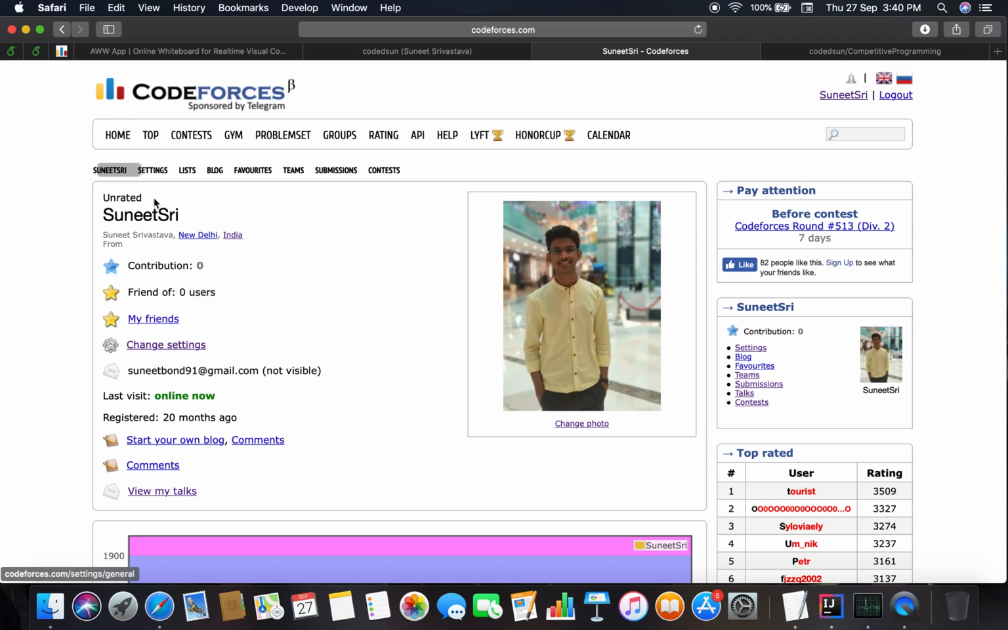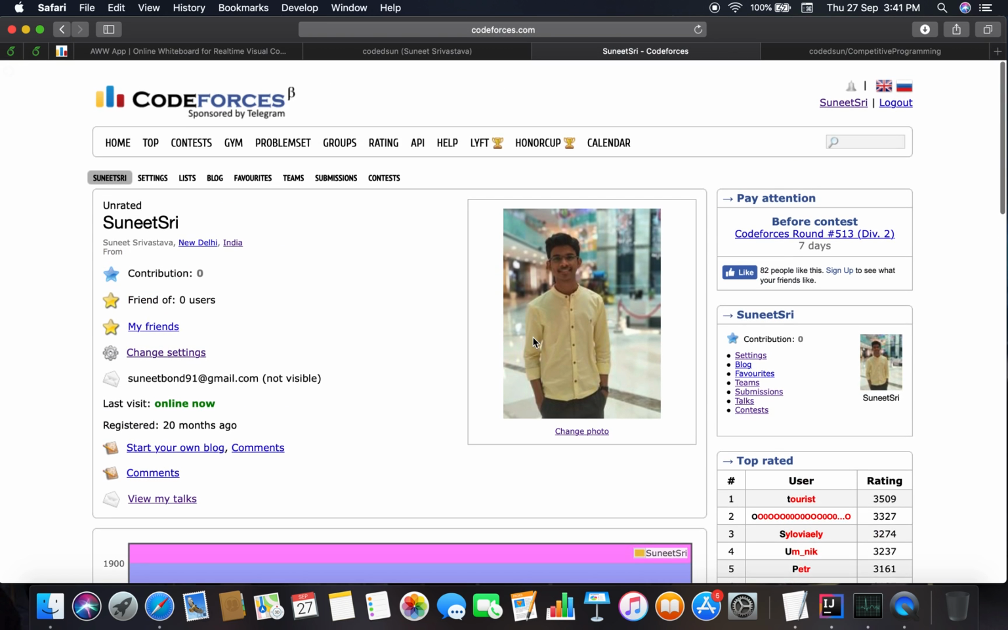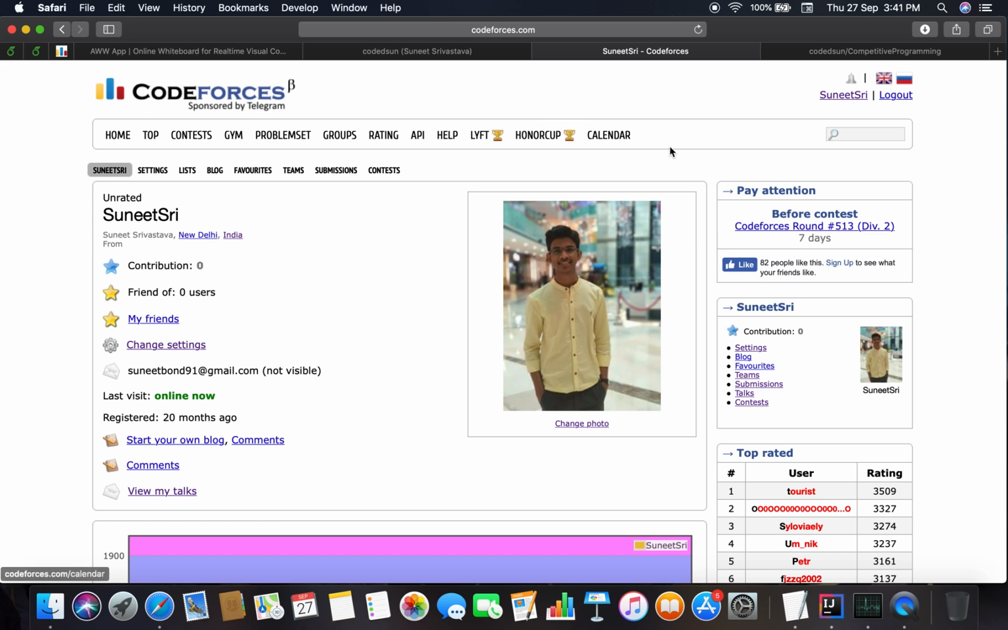You can also explore your profile section, in which you can see your ratings. You can see your contributions, which I have not done yet, but I will be doing it. You can see your friends, your last visit. You can also start your own blog. You can see your comments. Here is the graph. You can see the ratings of your submissions and various analysis of your contests. The graph sometimes goes up, sometimes goes down, and that is very helpful in competitive programming. But you have to keep going and keep going. So yes, we will be going on towards competitive programming. That's all about Codeforces.